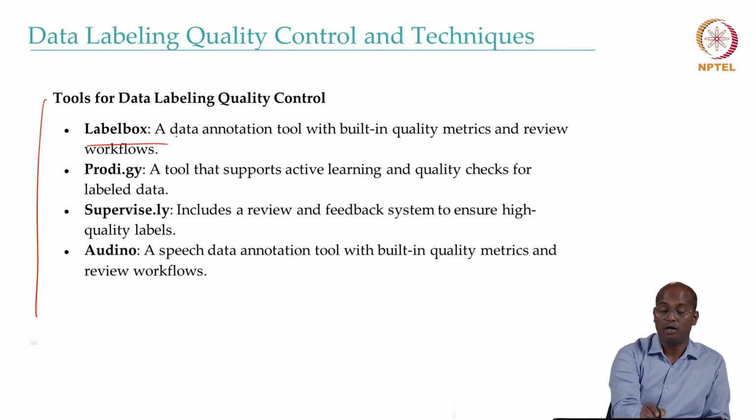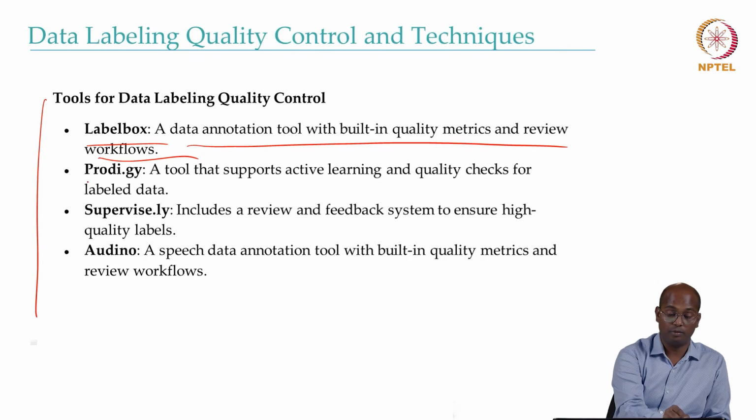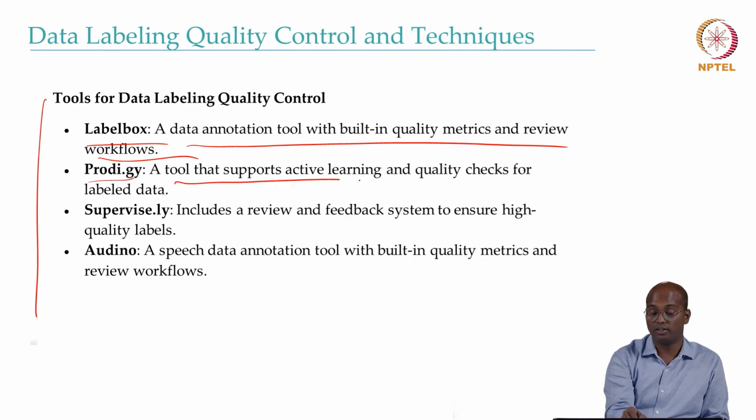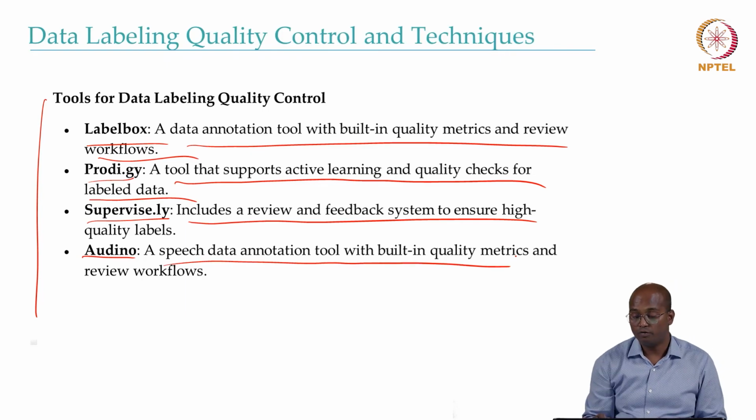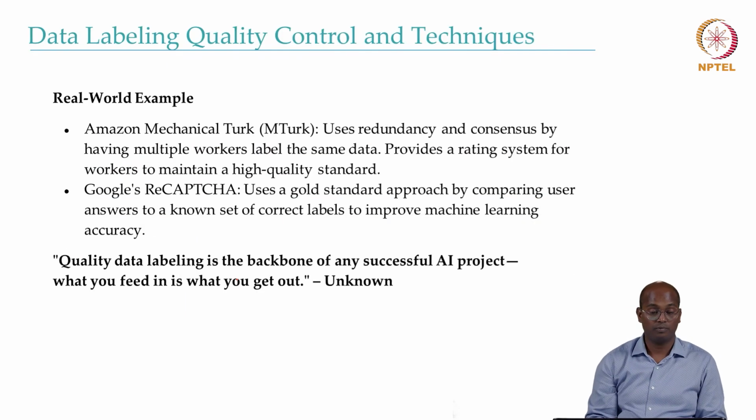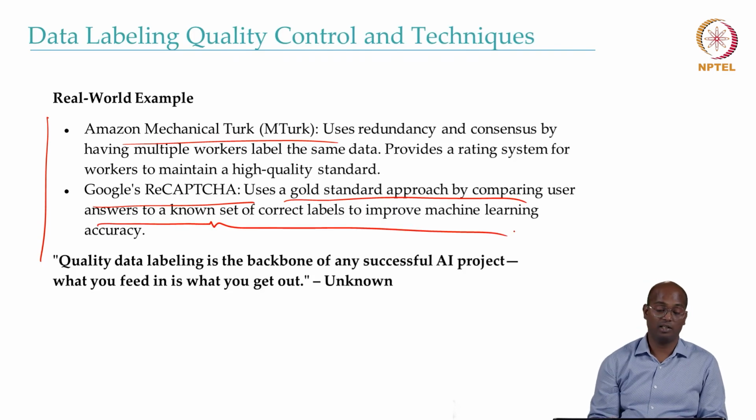So there are different tools for data labeling which support the quality control. So there is Labelbox, a data annotation tool with built-in quality metrics and review flow. Similarly, there is something called Prodigy, a tool that supports active learning and quality checks for labeled data. Supervisely, so it includes review and feedback system to ensure high quality labels. Audino, a speech data annotation tool with built-in metrics and probably review workflow and so on. So real world example you can think of, Amazon Mechanical Turk is one of the quite common and popular tools. Similarly, Google's reCAPTCHA that uses gold standard approach, comparing users' answer to some known set of correct labels to improve the machine learning accuracy.